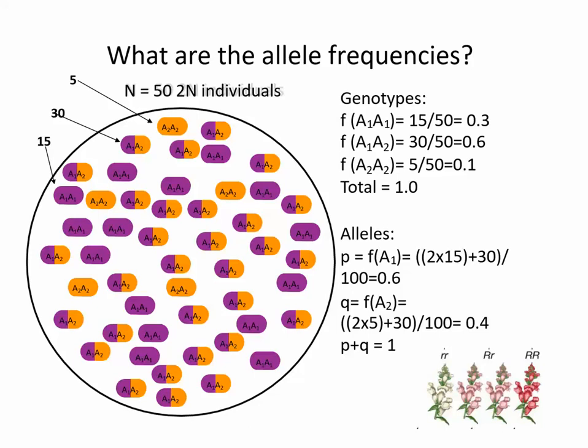You can do the same thing for the A2 allele, which we symbolize by the letter Q, but you also know that if there are only 2 alleles in the population, and the frequency of A1 is 0.6, then the frequency of A2 is 0.4.